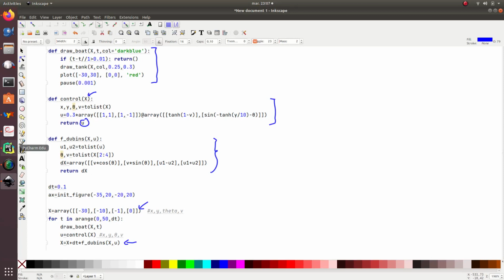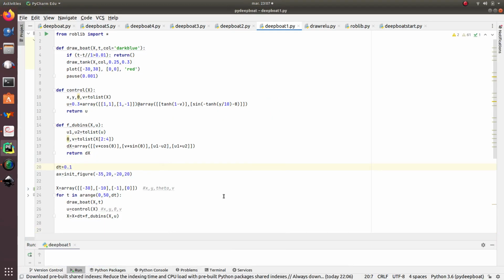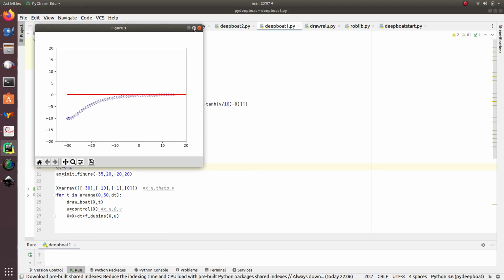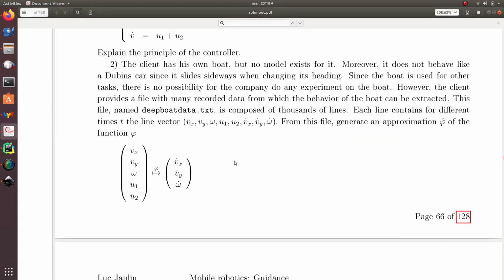I switch to Python. I run the program, and I see that my Dubins car will converge to the line y equal to 0.